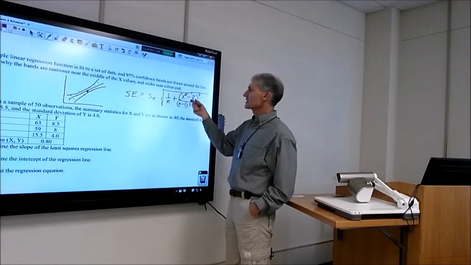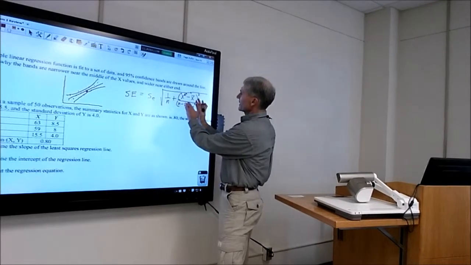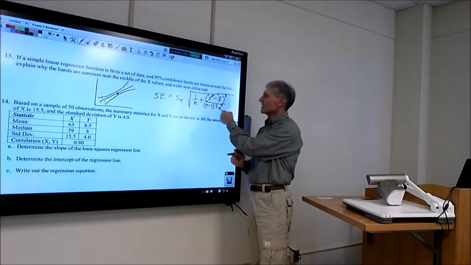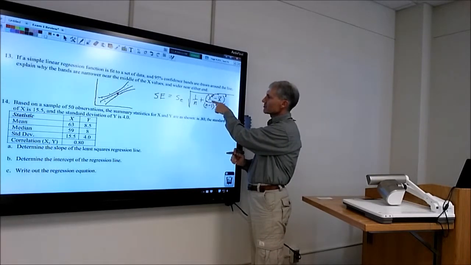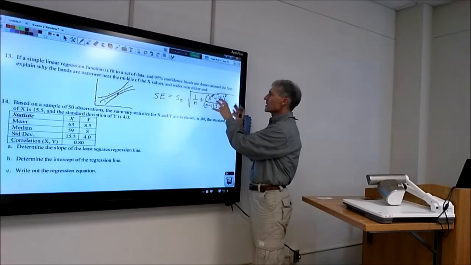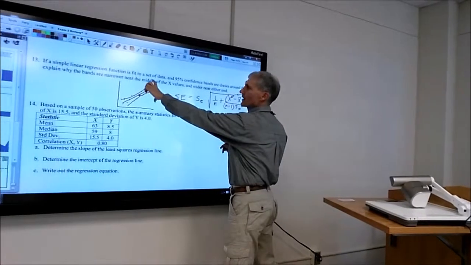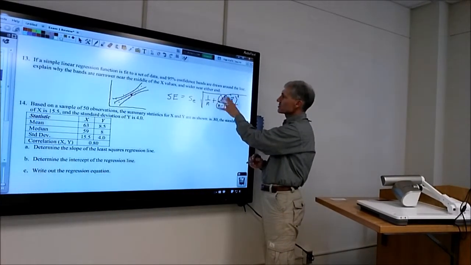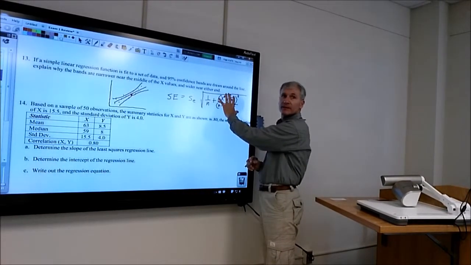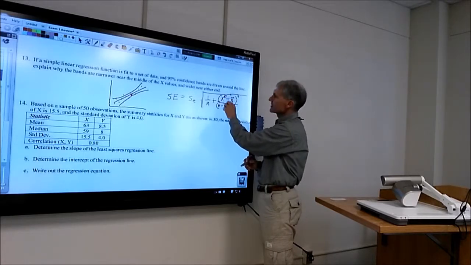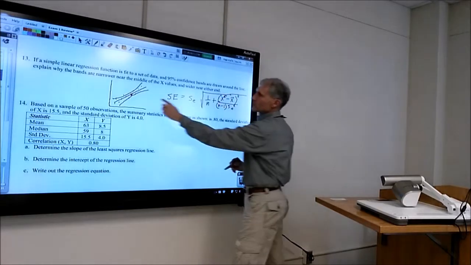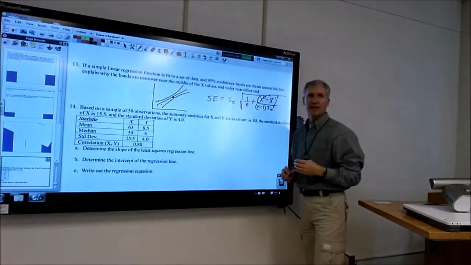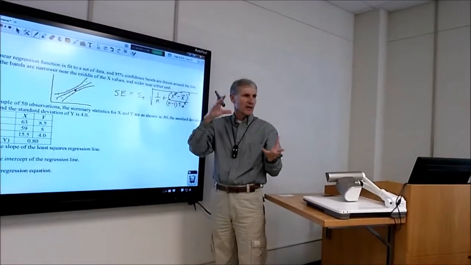So this piece is measuring how far away from the centroid you're trying to estimate. And if the x that you're trying to estimate is a long way from x bar, this term adds a lot, so they get wider. But if you're estimating right at the mean, this term is 0, right? So it's minimized at x bar, so it's minimized in the middle and gets bigger as you move either direction away from that. That's why those bands get wider.